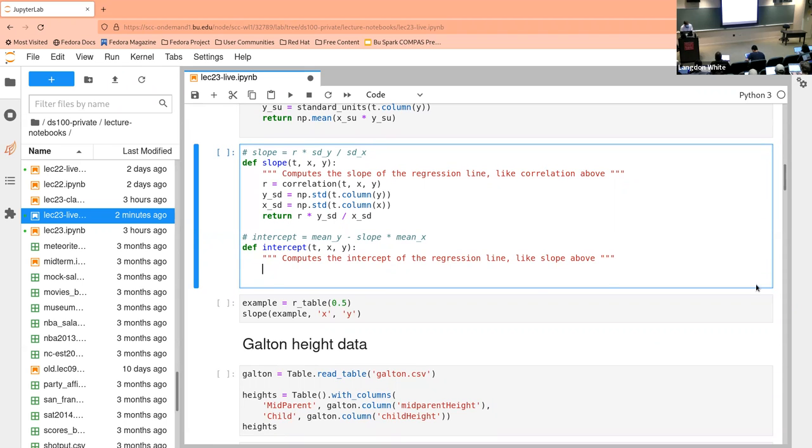And we know how to calculate that pretty well by just saying the mean of x equals np.mean of t.column of x.